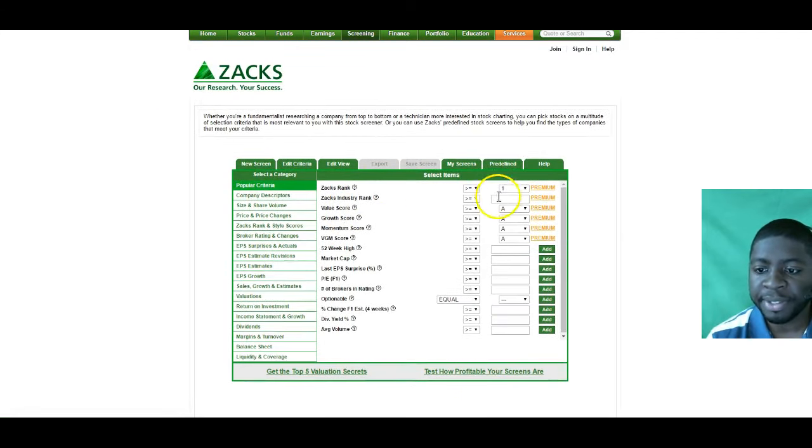So obviously this is something that's unique to Zacks. They've got their own little rankings system, their value system, and all that. That does require premium access. You don't need that, okay? You really don't need that, so just go ahead and skip that.